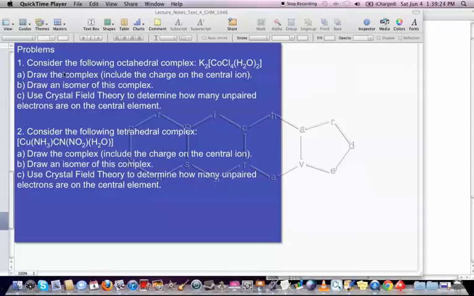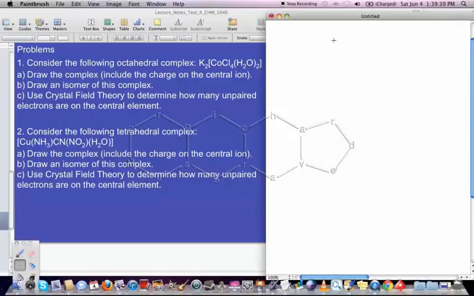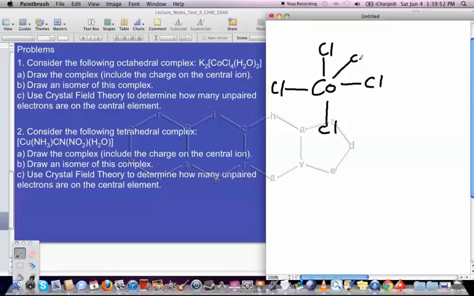The first thing we have to do is draw the complex and include the charge on the central ion. Right, so I'll show you how to do that. The answers are actually a little bit further on in the PowerPoint slide as well, but I'll draw it out for you. So we need cobalt with 4 chlorines. I'll put all of those in the plane. And then I'll put water here and water here.